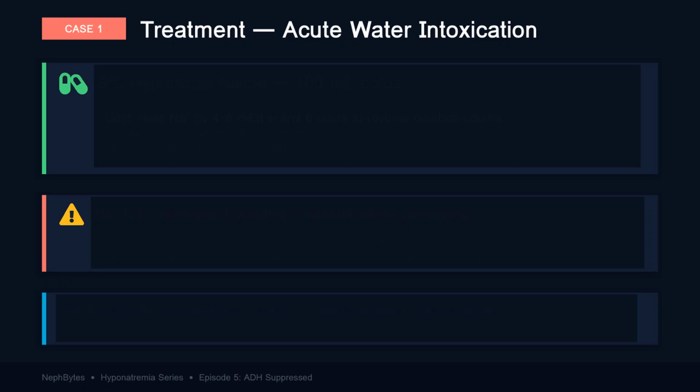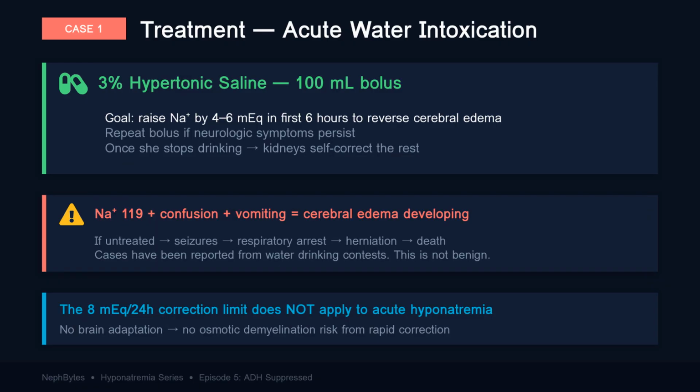If you correct too fast, the brain is now in a hypertonic environment relative to its adapted state. Water leaves brain cells, and osmotic demyelination can occur. In acute hyponatremia, the brain has had no time to adapt. There is no intracellular osmole loss. Rapid correction does not cause osmotic demyelination. The strict limits we follow in chronic hyponatremia, 8 milliequivalents per 24 hours, do not apply here.